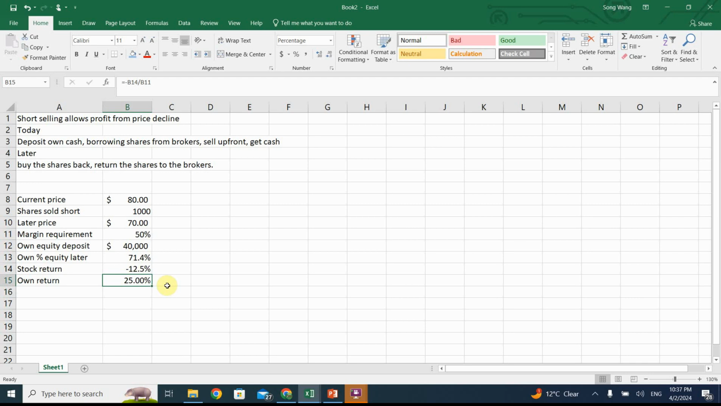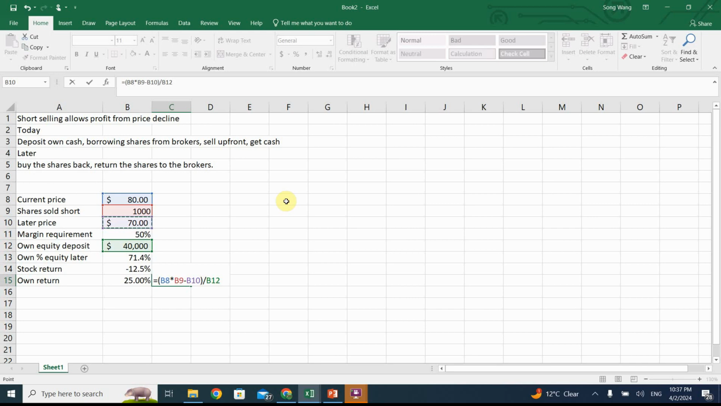So that's one way to do it, and the orthodox way is to use whatever money you made divided by however much you invested. So you deposit $40,000 of your own money, and how much do you make? When you sell short up front, you get $80 per share times 1,000 shares, and when you return the shares, you first need to buy them at $70 later, times 1,000. That's pretty straightforward.